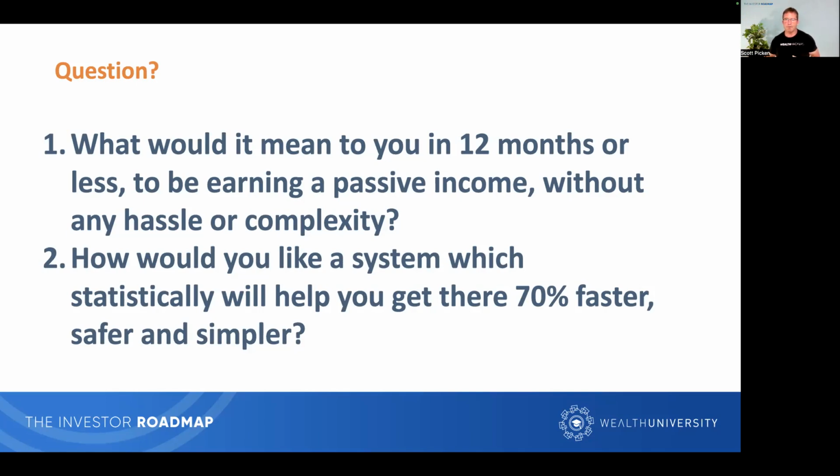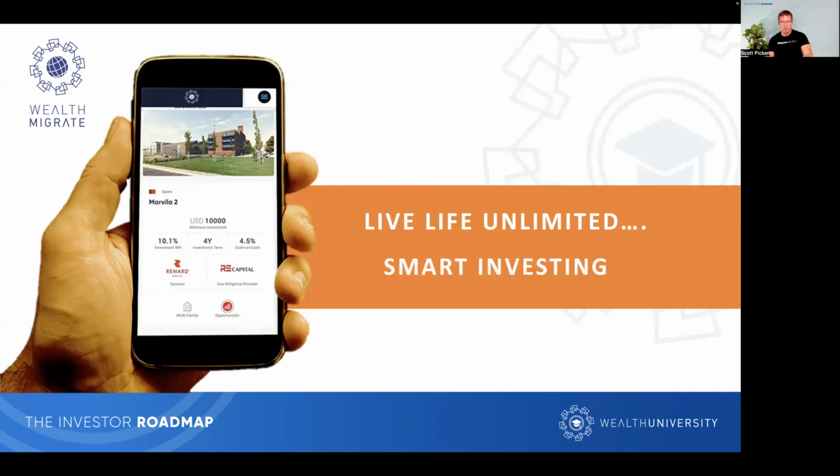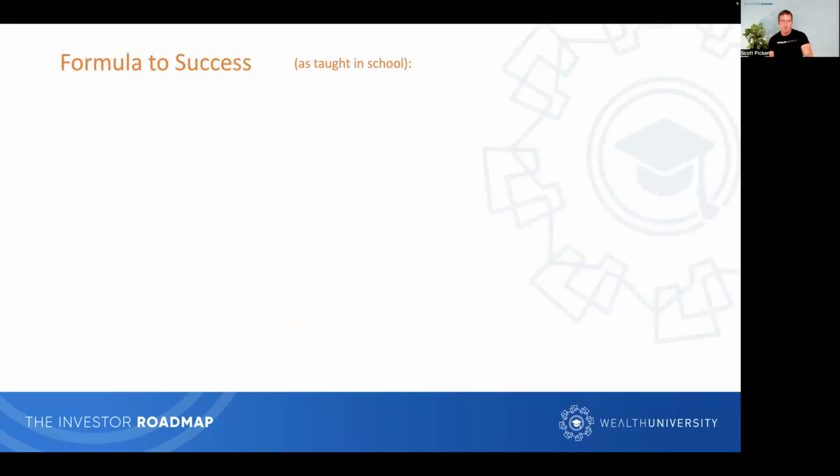So I can see a couple of people saying to me, yes, share, please share, yes, share. Okay, cool. So let me remind you quickly. Our goal here is to live a life unlimited, and we do that through smart investing, through using technology. Now, we learned at school, we were given a formula for success, and that was that we needed to go out and get clarity. So we're going to learn stuff at school, and then we must go to university, we must get a degree. And once we've got that clarity, we'll have confidence.